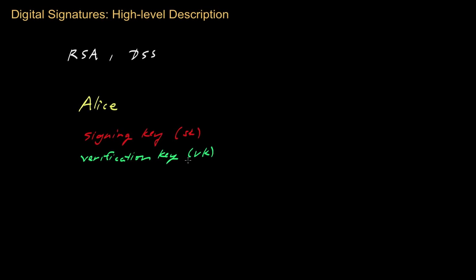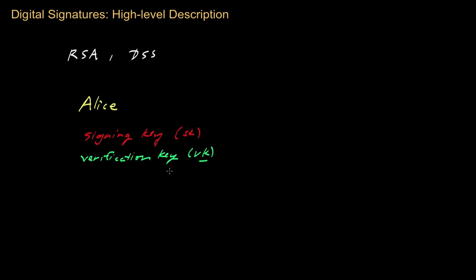The interesting thing is that you want the verification key to be public and the signing key to be private. More so, in a digital signature scheme, it should be hard to come up with a signing key if you only see the verification key.